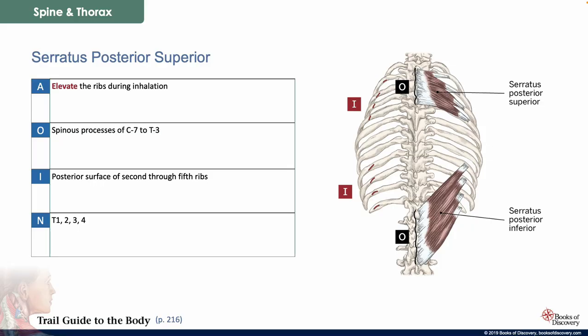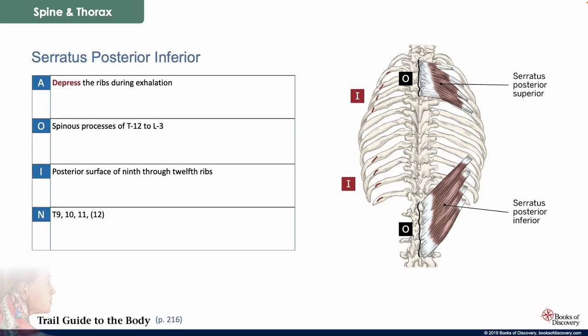They start on the spinous processes. This one's C7 through T3. And then it runs across those ribs and connects on the posterior surface of the 2nd through the 5th ribs. So remember the serratus anterior? I call it like the fingers around the ribs. Same thing. It's going to have that same shape. That's why it's called serratus, like a serrated knife. So it's going to have that same serrated appearance.